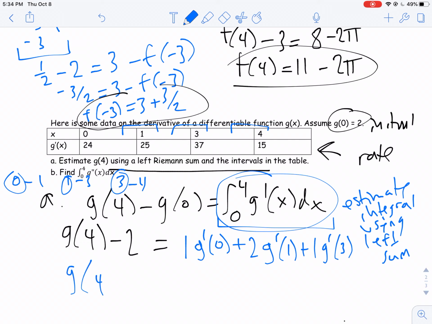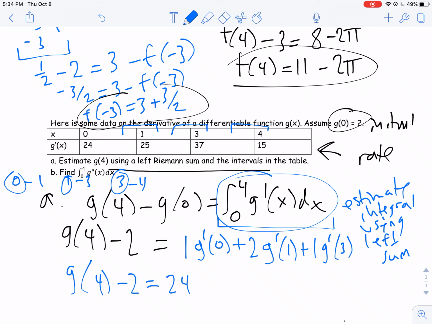So g of 4 minus 2 is equal to, let's see, that's 24 plus 2 times 25 plus 1 times 37. And we can figure this out. You can add it up, whatever, it doesn't matter. Let's get to the next part because I thought this was juicy.